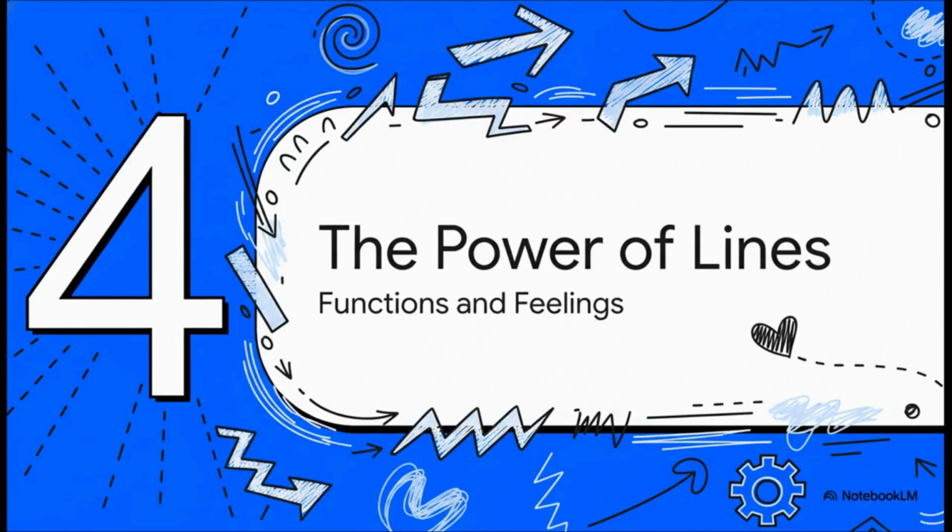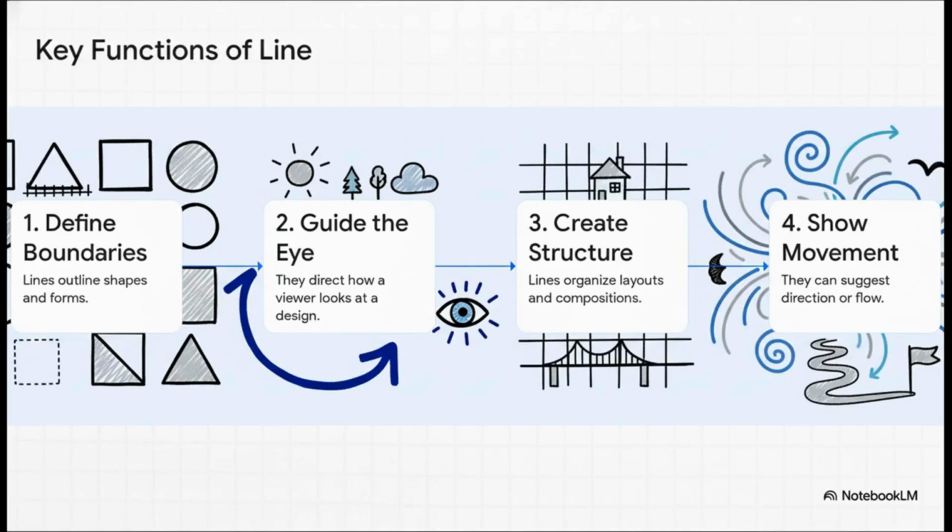So it's pretty clear by now that lines aren't just passive marks on a page, right? They're active. They're workers in every single design. They have jobs to do, and they're absolute masters at playing with our emotions. So, what's on a line's job description? Well, it's pretty packed. First, it defines boundaries. It draws a shape and tells you where something begins and ends. Second, it's basically a tour guide for your eyes, telling you exactly where to look. Third, it's the skeleton, the grid that holds the entire design together. And finally, it shows movement and flow, pointing the way.